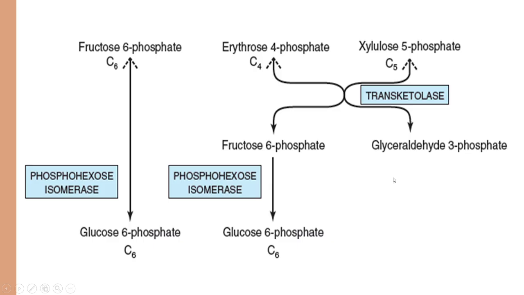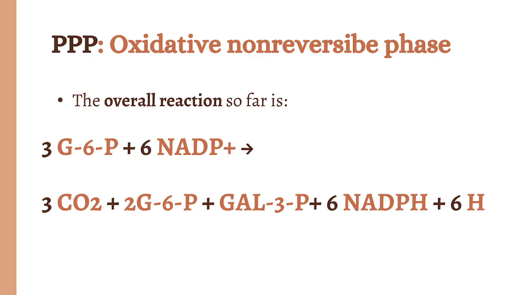So the end result so far, from our initial 3 molecules of glucose 6-phosphate: we regenerated glucose 6-phosphate again, 2 molecules, one molecule of 3 carbon atom glyceraldehyde 3-phosphate, and the other 3 carbon atoms are lost as carbon dioxide in the 3 decarboxylation reactions in the first phase. So the overall reaction so far, if you want to summarize it: you start with 3 molecules of glucose 6-phosphate, you use 6 molecules of NADP, 3 carbon atoms are released as carbon dioxide in the decarboxylation reaction. You regenerate 2 molecules of glucose 6-phosphate, 1 molecule of glyceraldehyde 3-phosphate, and you produce 6 molecules of NADPH.